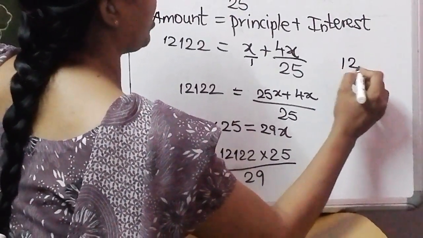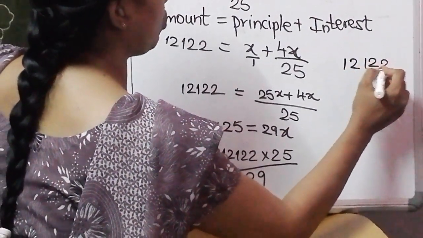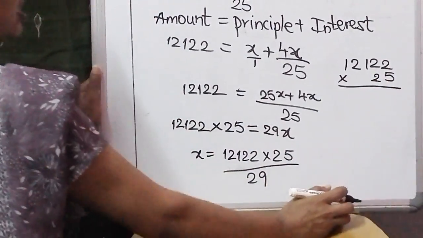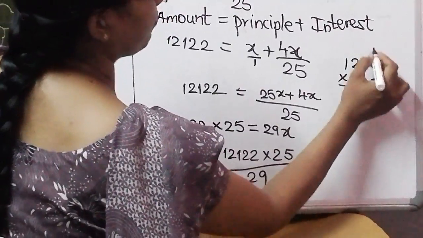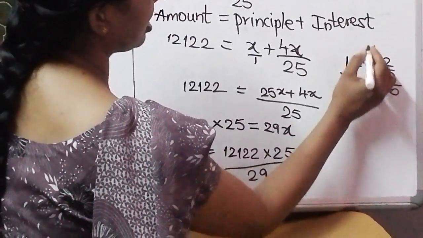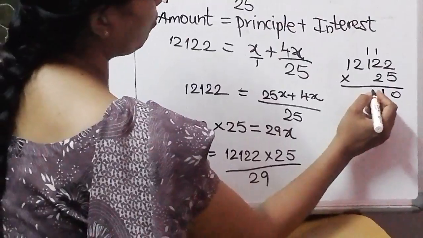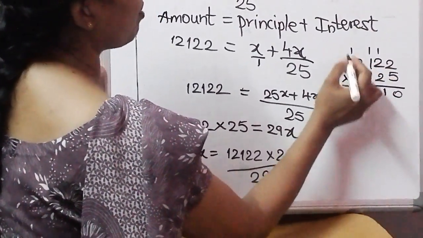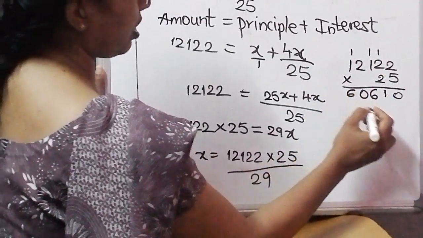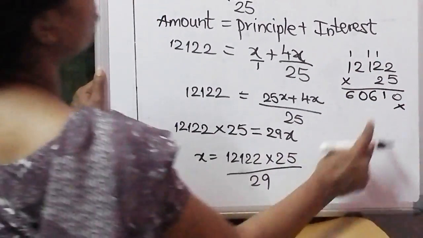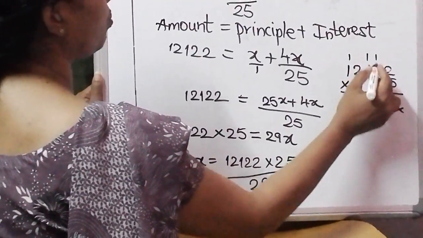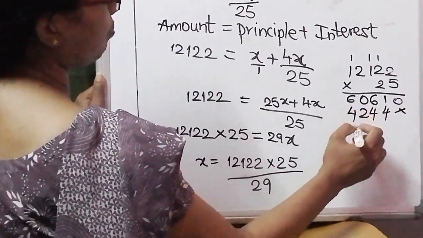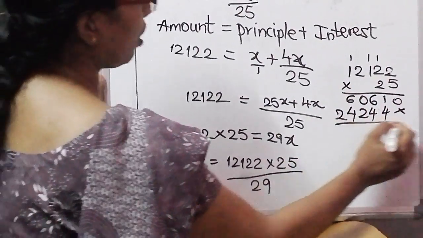So let us multiply these two. 12,122 into 25. This is nothing but 5 twos are 10. 10 plus 1 is 11. 5 ones are 5. 5 plus 1 is 6. 5 twos are 10. 1 carry. 5 ones are 5 plus 1 is 6. So cancel the units place. 2 twos are 4. 2 ones are 2. 2 twos are 4. 2 ones are 2. Now what we should do?